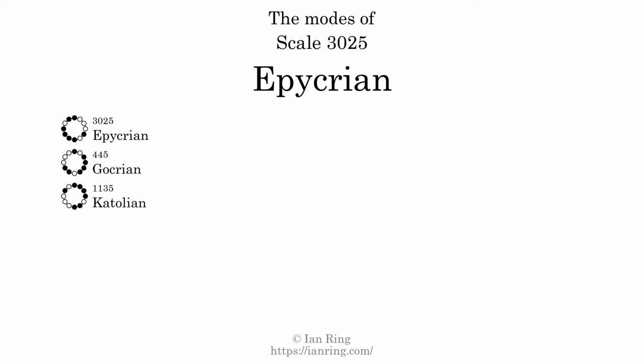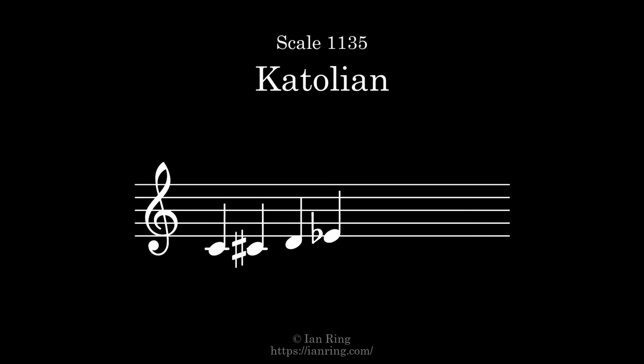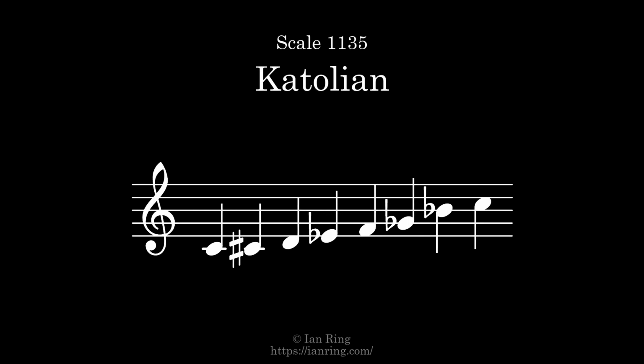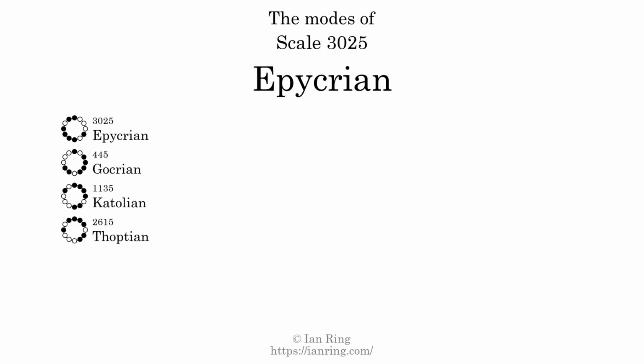The third mode is scale 1135, also known as Catolian. It sounds like this. The fourth mode is scale 2615, also known as Thoption. It sounds like this.